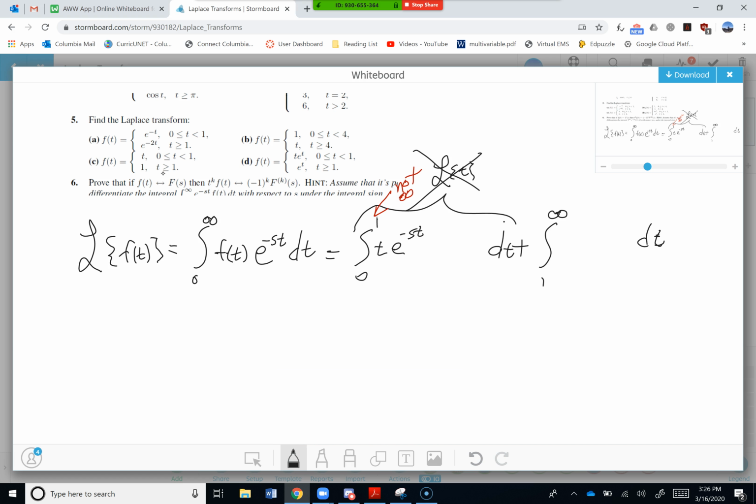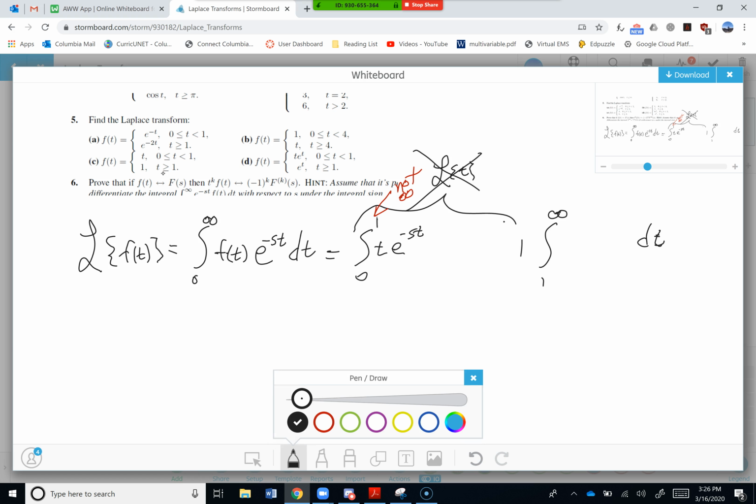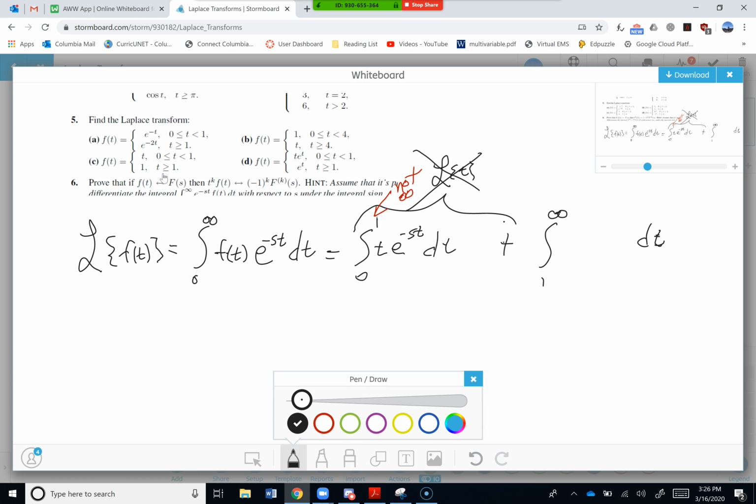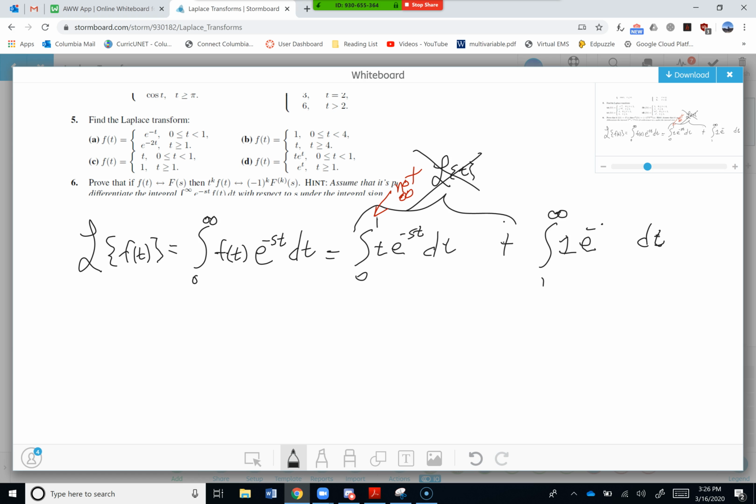Okay, on the other one, we're adding the integral from 1 to infinity, and then in the 1 to infinity area, my f is 1, right? And then I have an e to the minus st. Guys with me? Yeah. Okay.